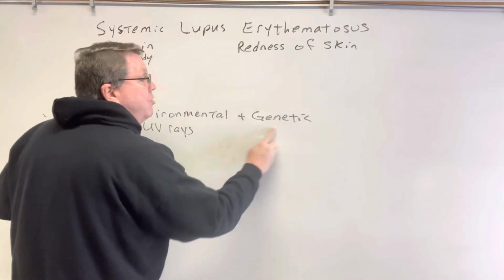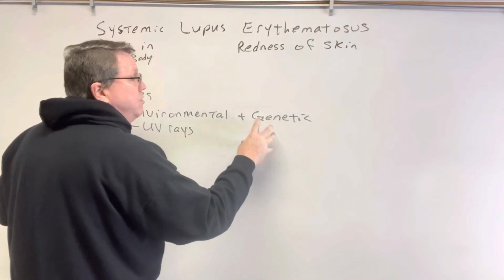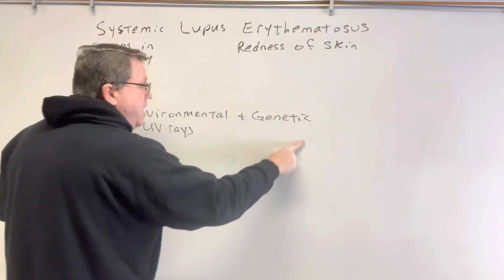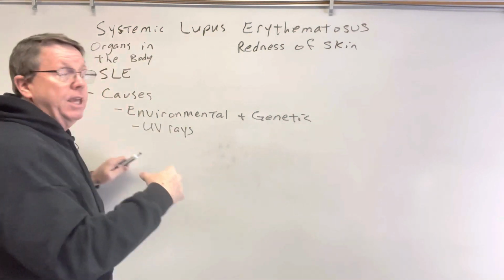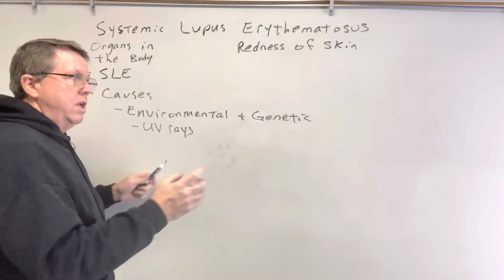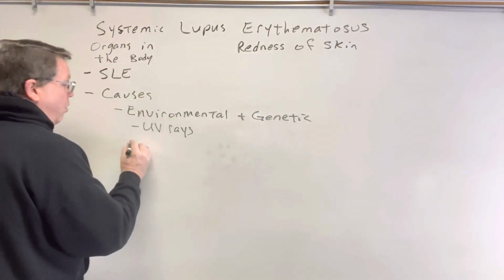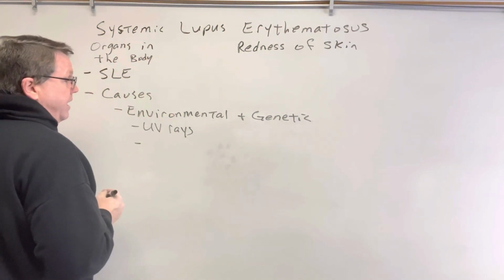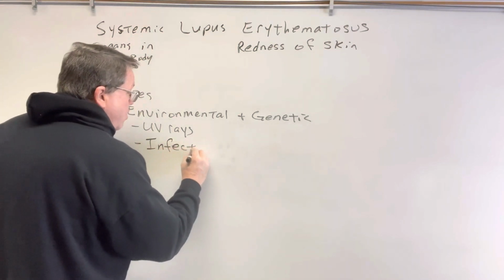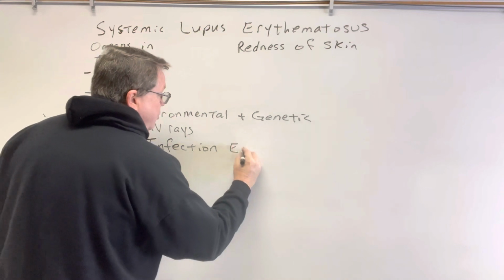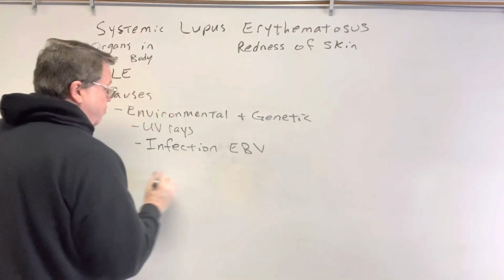And then what happens is your immune system's defective because of your genes, and then you can't clear out those cells, so your body views them as an enemy, and your body's going to build antibodies against your own body. So that's one thing, UV rays. It can be due to an infection. Most commonly, it's going to be from the Epstein-Barr virus, especially if you get lupus when you're a kid.